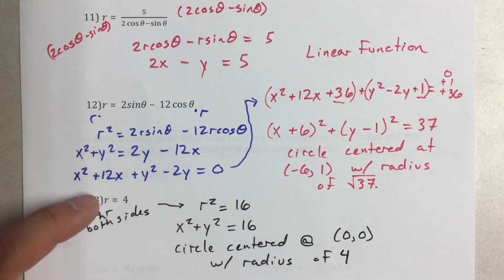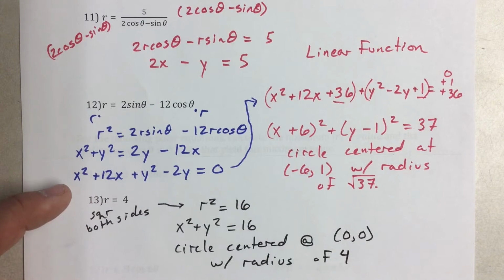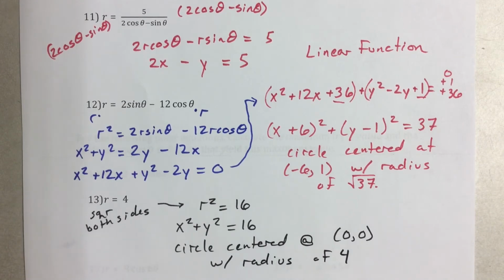So if I were to graph this on a polar coordinate plane, we would get a circle centered at (0, 0) with a radius of 4. So if I had r equals 10, I would have a circle centered at (0, 0) with a radius of 10. So that's converting coordinates and equations from polar to rectangular and the other direction.